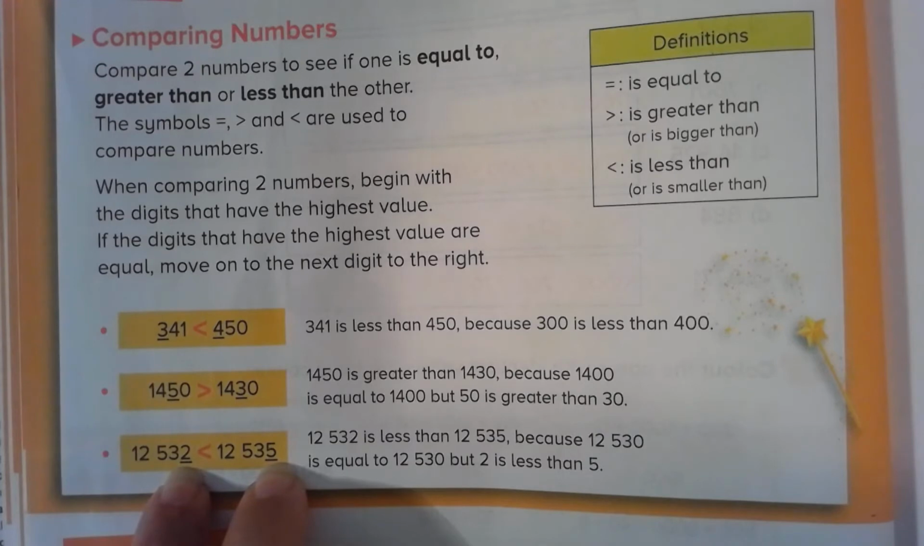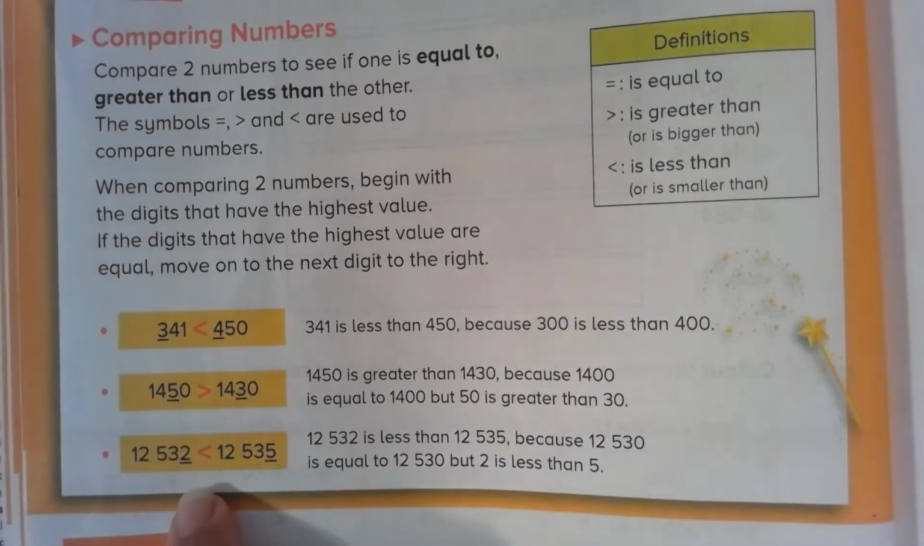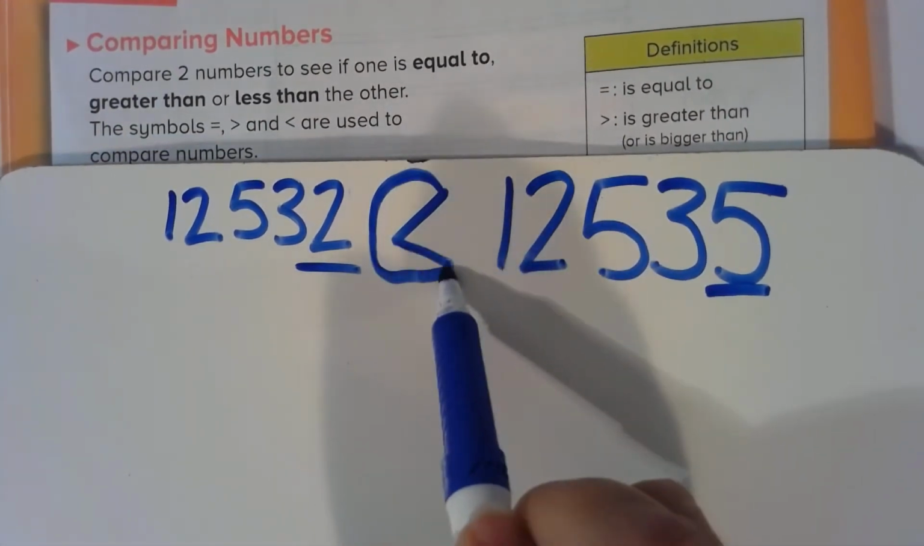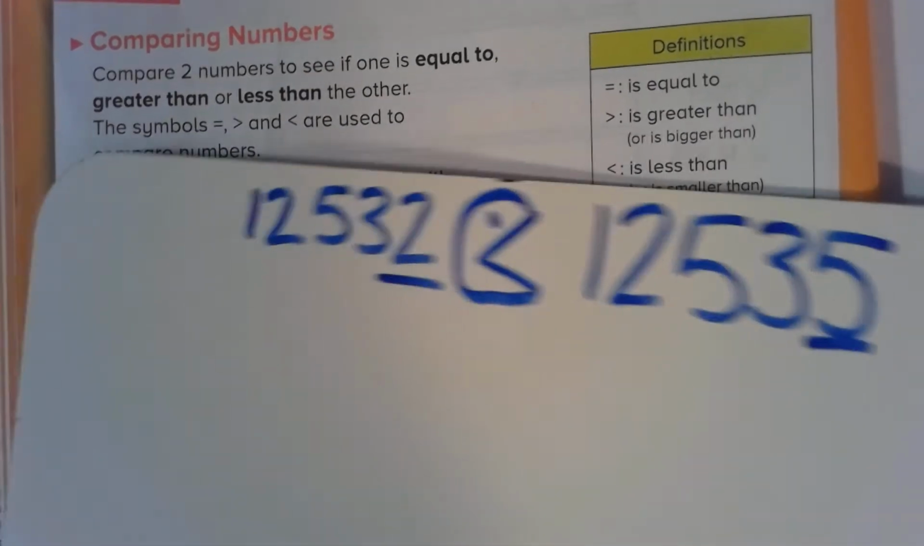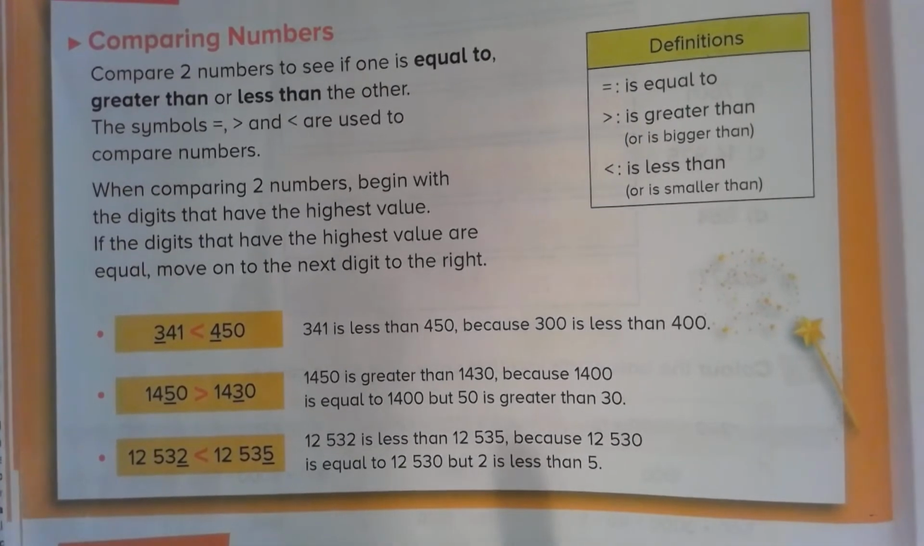In 12,532, there's a 2 in the units column. But in 12,535, there's a 5 in the units column. So we almost got to the very end. So when you have a 5, we know that 5 is greater than. And Pac-Man always eats the greater than. He always eats the bigger number. And that's how we get it. I think you're ready to decompose numbers and then compare them.